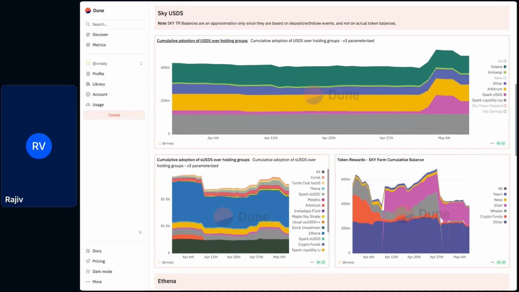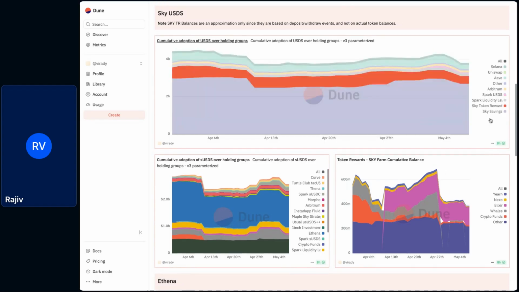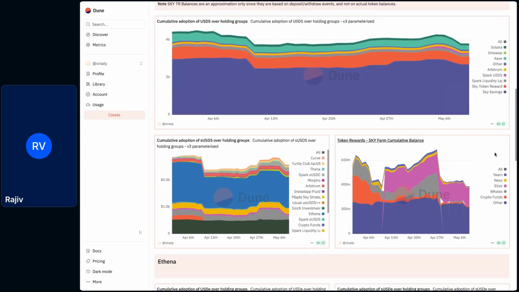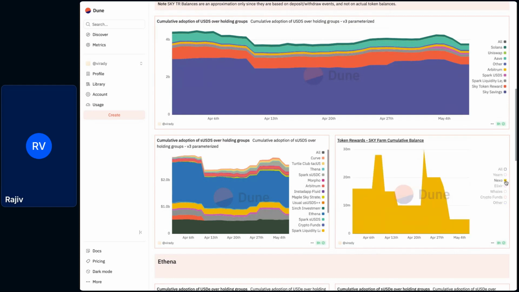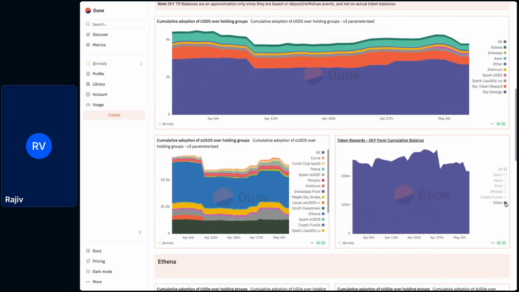And trying to break it down and look in detail at what the main drivers are, as I said, it seems to be across the board. If we look at Token Rewards and some of the drivers there, we saw Nexo reducing their positioning. In the other category, which represents the long tail of smaller holders, we also saw withdrawals from the Token Rewards offering.